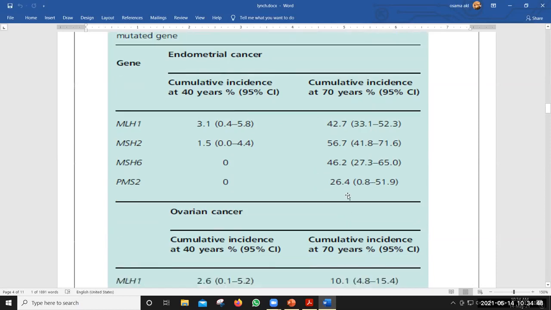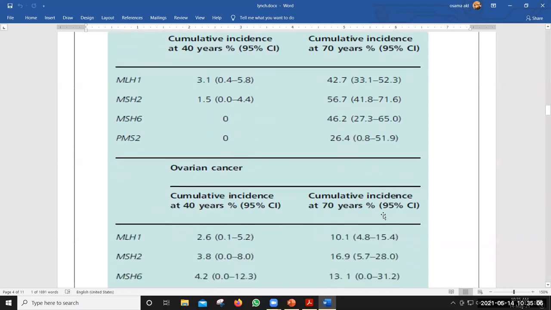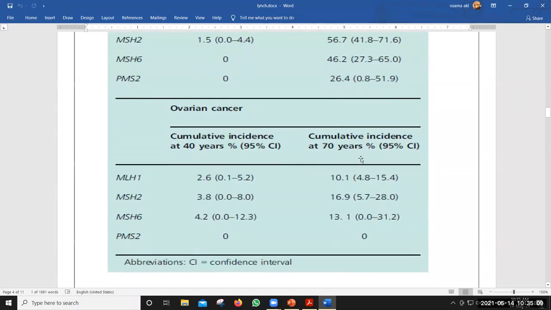Excellent. Which one had the least risk, whether at age of 40 or 70? PMS2. Perfect. Okay, look at ovarian cancer at age of 40 and age of 70. Please tell me which variant was the least related to ovarian cancer at age of 40 and 70. PMS2. So PMS2 has the least risk.